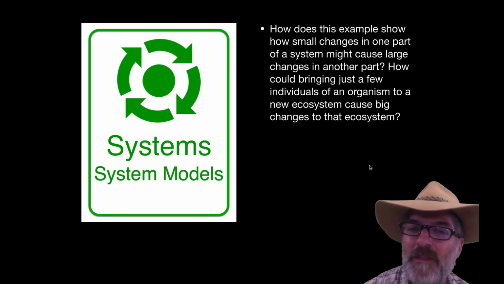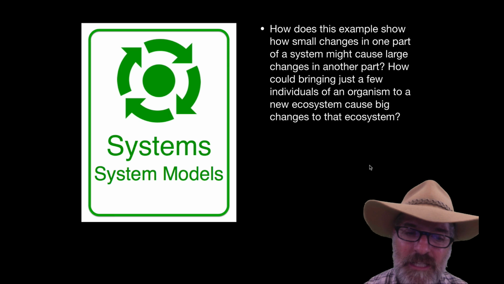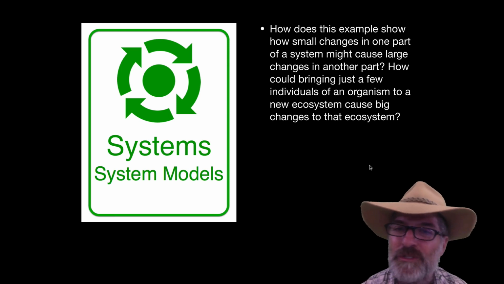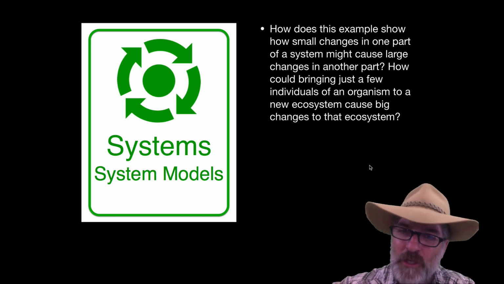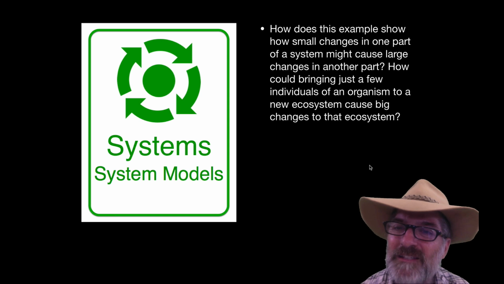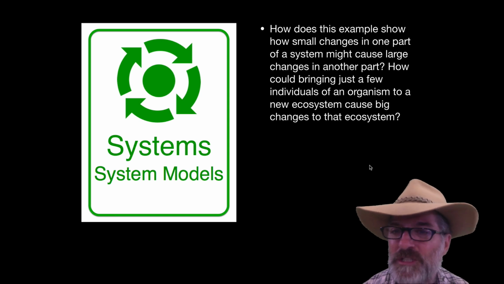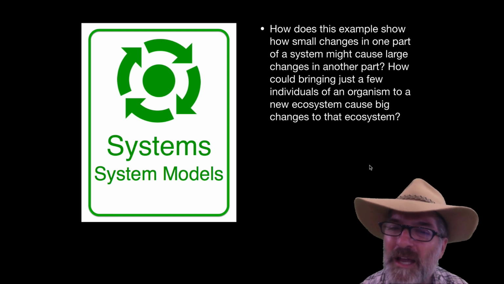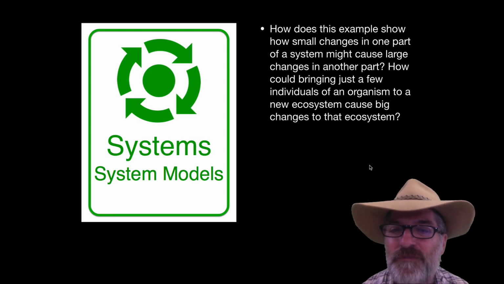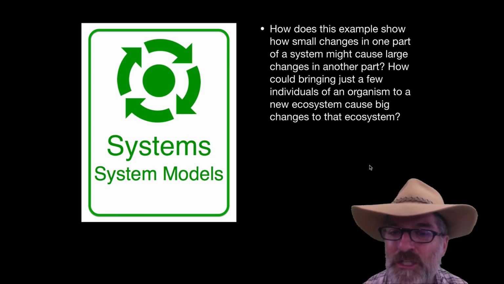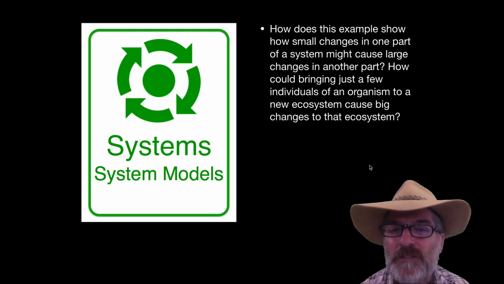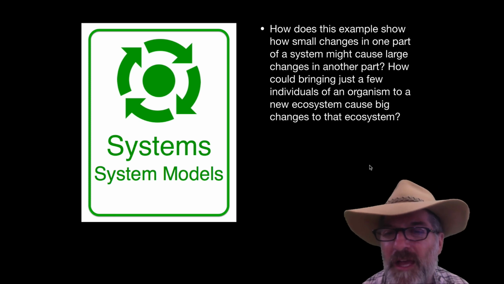So, when species are introduced, it really does affect the system and system models. So remember, ecosystem. And so the boundaries are the coastline of this island, Tasmania. So here's the question to think about. How does this example show how small changes in one part of an ecosystem might cause large changes in another part of the ecosystem? How could bringing just a few individuals of an organism to a new ecosystem, like an island, cause big changes to that ecosystem? So go ahead and pause the video for a minute and think about that.